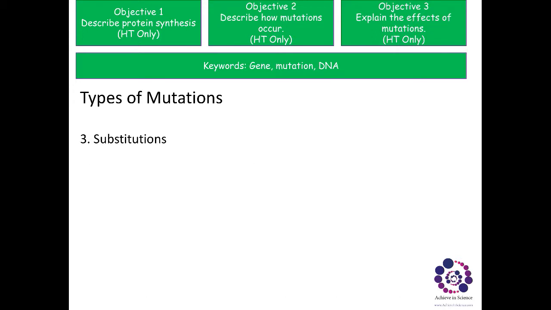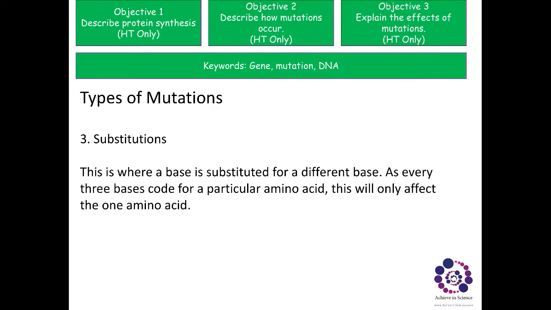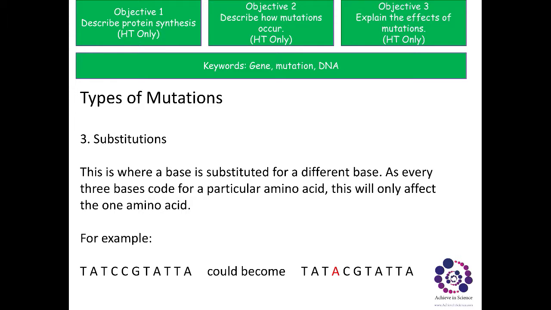Finally, we have substitutions. This is where a base is substituted for a different base. As every three bases code for a particular amino acid, this will only affect one amino acid, so it might have minimal effect. For example, here you can see the C has been substituted for an A, but the TAT code remains the same. The CCG one is the affected one, but the following code, the TAT, remains the same, etc.